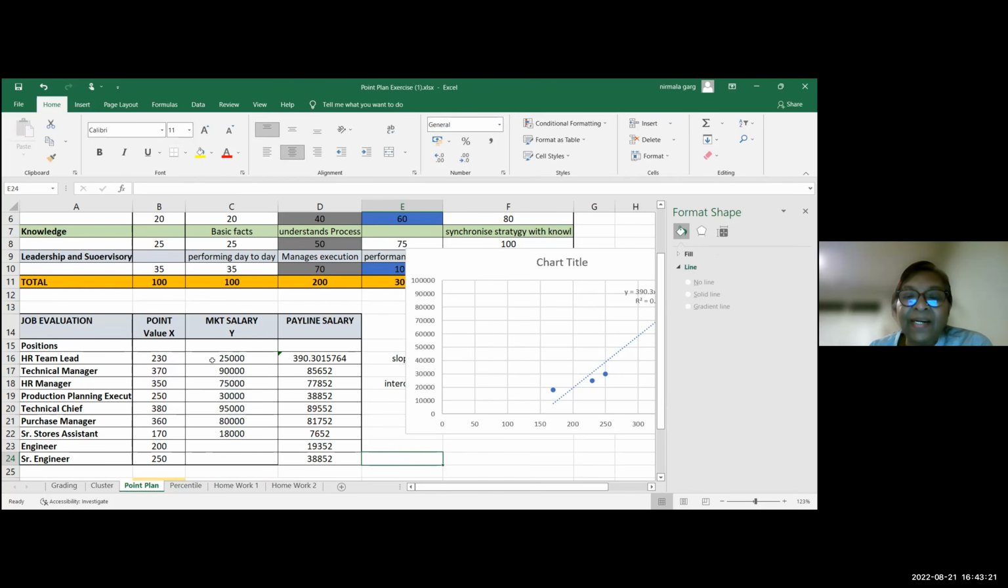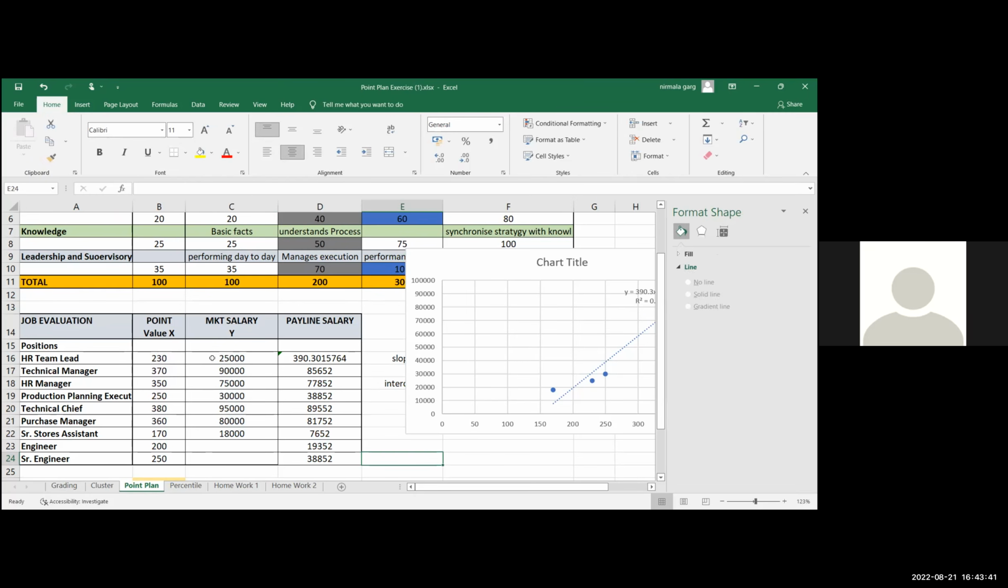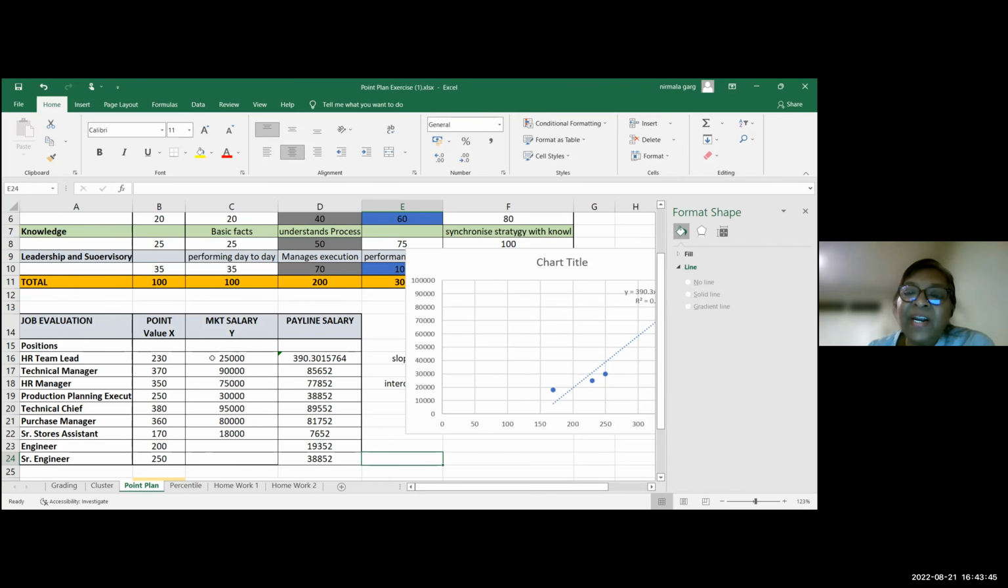This is data which could be published data, or it could be customized data. So this is the data from the market. Assuming 20,000 is the median. So this 25,000 is a median value. I said this is a median value.